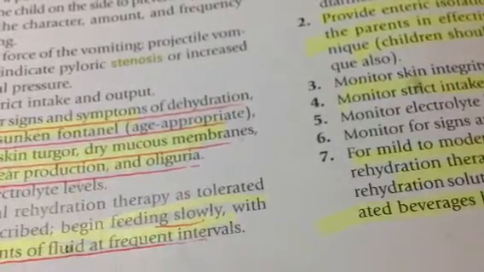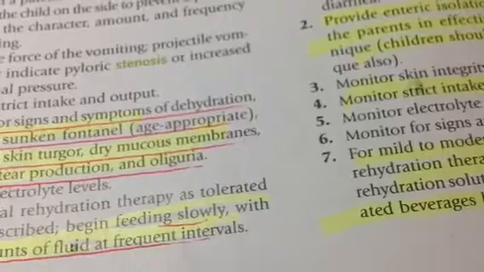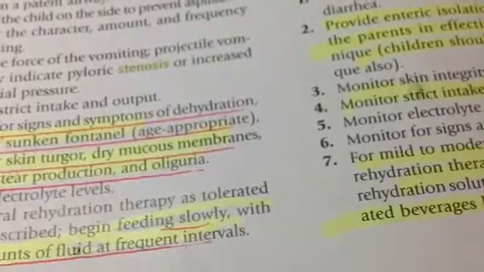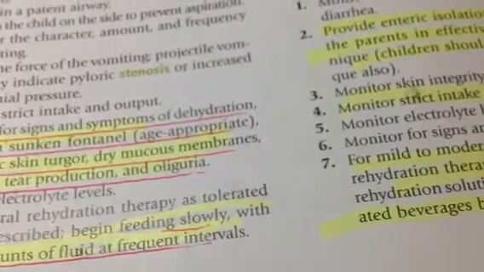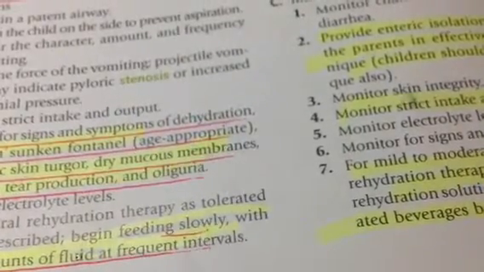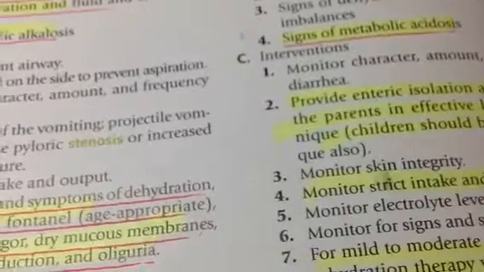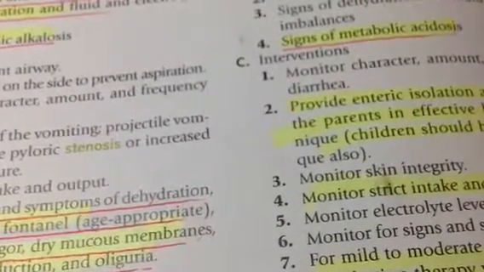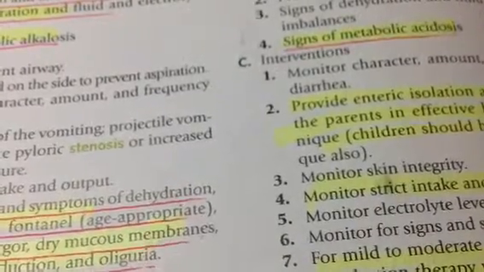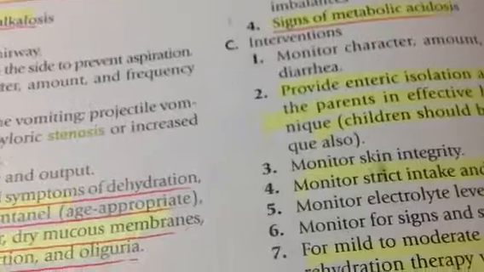Oliguria is no wetting, no urine. Monitor electrolyte levels. Provide oral rehydration therapy as tolerated and as prescribed. Begin feeding slowly with small amounts of fluid at frequent intervals. Administer antiemetics as prescribed. Assess for pain or diarrhea. Advise the parents to inform the healthcare provider if signs of dehydration, blood in the vomitus, forceful vomiting, or abdominal pain is present.